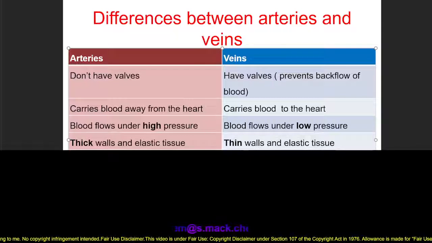Arteries are said to have thick walls with lots of elastic fibers, that is elastic tissue, versus veins which are said to have thin walls and less elastic tissue.